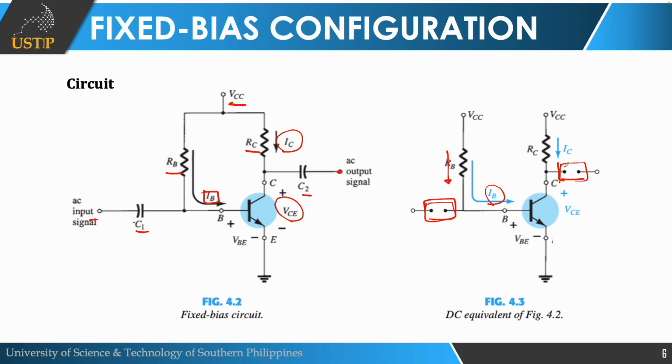The same way, the current flowing through your RC is your IC, because again, there is no current flowing over here.